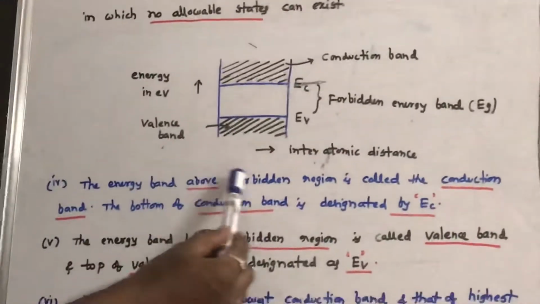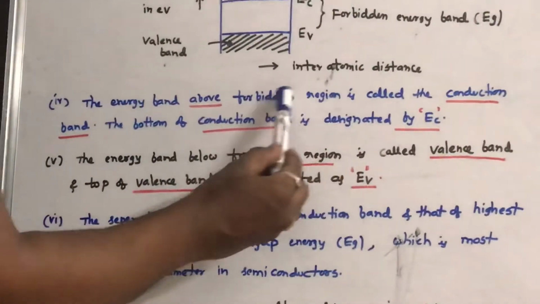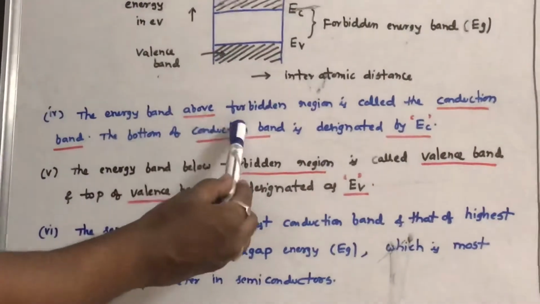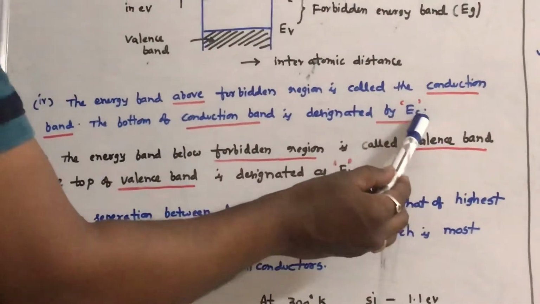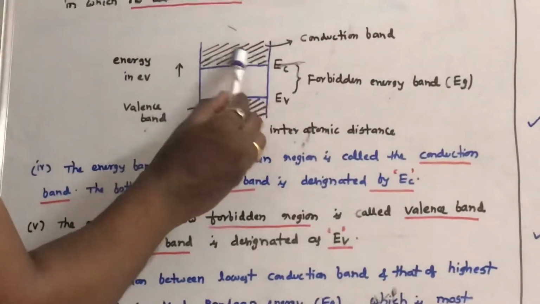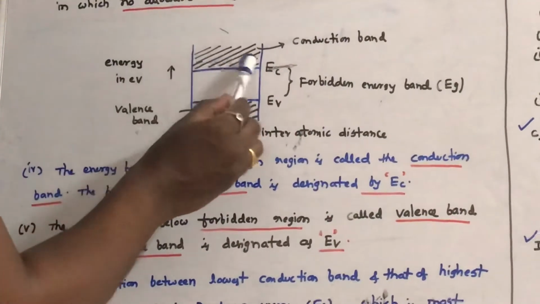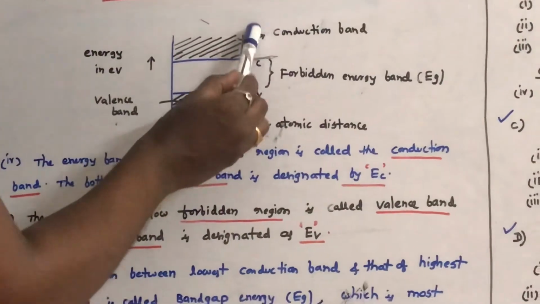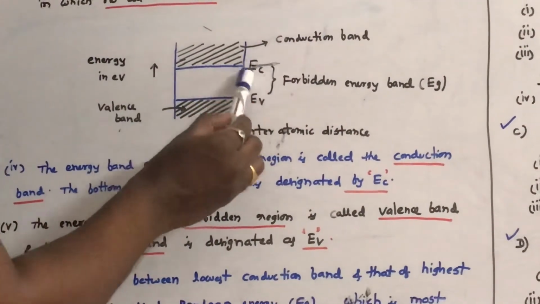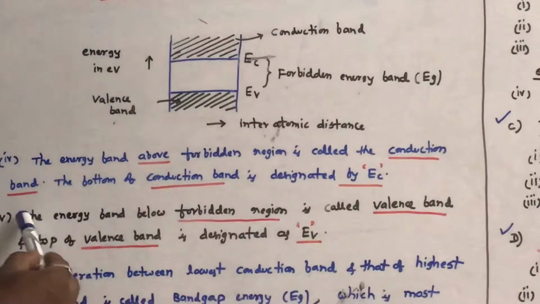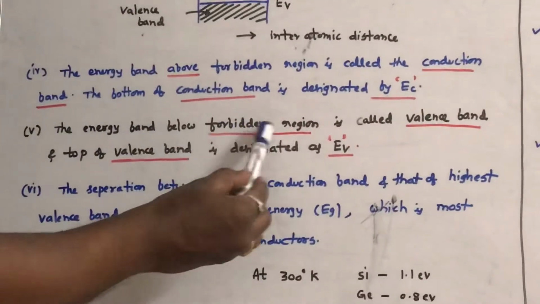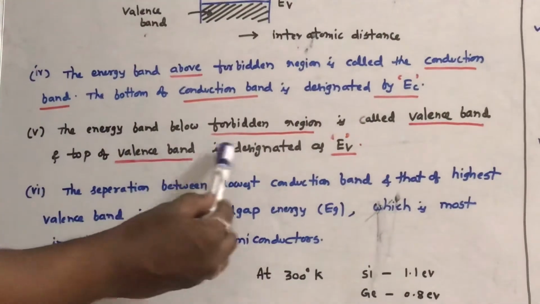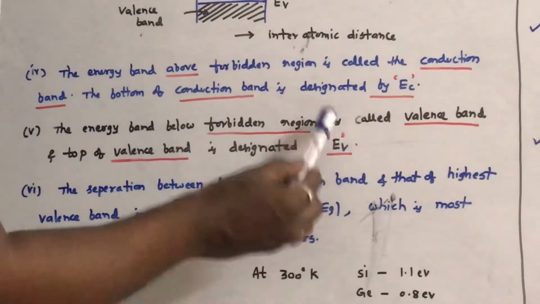The energy band above the forbidden region is called the conduction band. The bottom of the conduction band is designated as EC. You can see that the energy band above this forbidden energy band is called the conduction band. The lowest energy level of the conduction band is represented as EC. Similarly, the energy band below the forbidden energy band is called the valence band, and the top of the valence band is designated as EV.